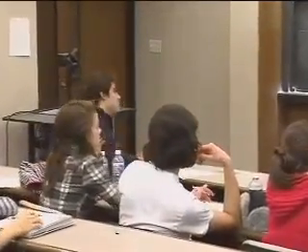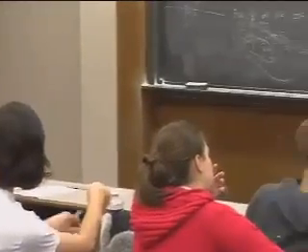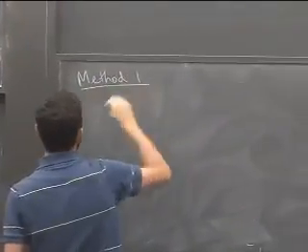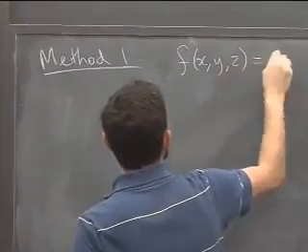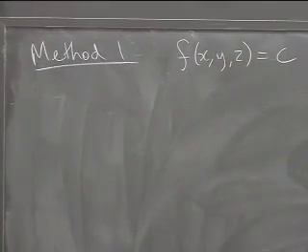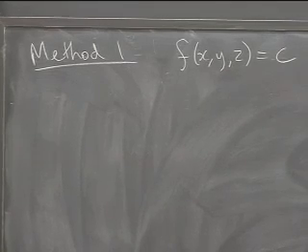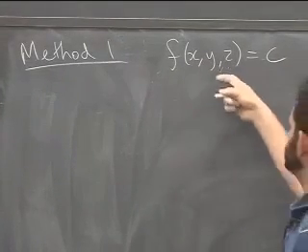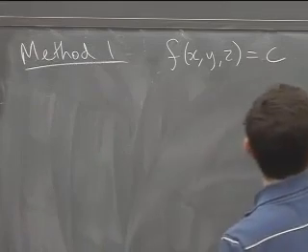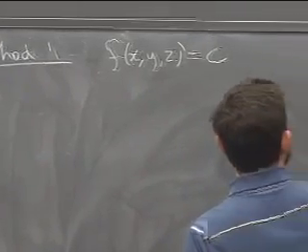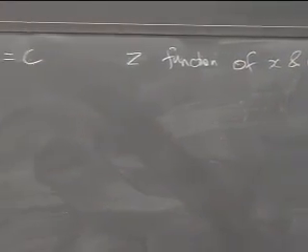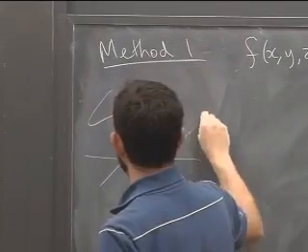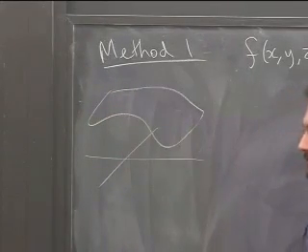So case 1, or method 1 for computing. Okay, there's two methods. Method 1 goes like this. The surface looks like f of x, y, z equals constant. But I only want to consider a surface which has a nice projection onto the xy plane. So I'm thinking of z as a function of x and y. So it looks like this. Okay, so there's the surface.